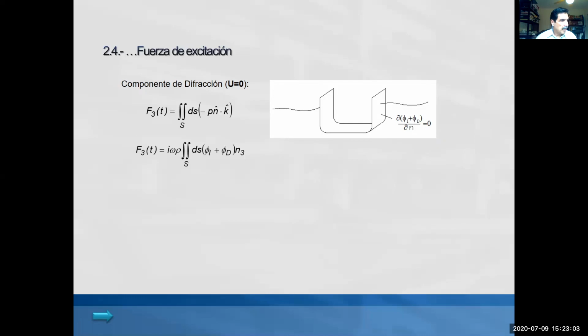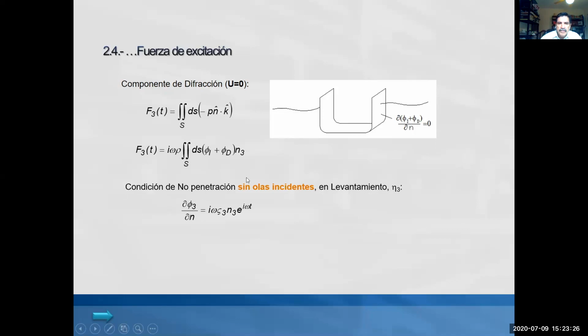What else? So in this case, we use again Bernoulli's equation to replace P by minus rho and the derivative of phi with respect to time. That's why we have the i omega here. In this case, since we have no penetration, the heave, it's eta 3. We have to be careful. This is eta, this is n, okay? So in this case, we remember this is from the previous problem.